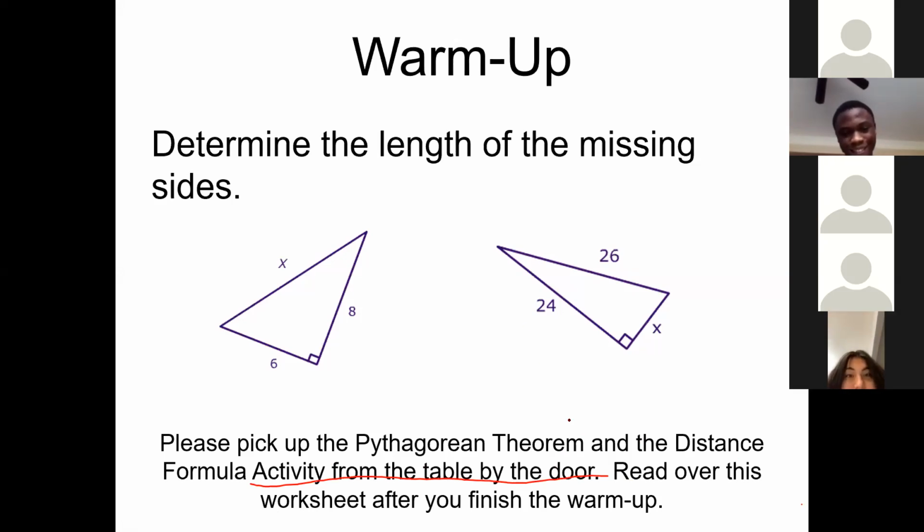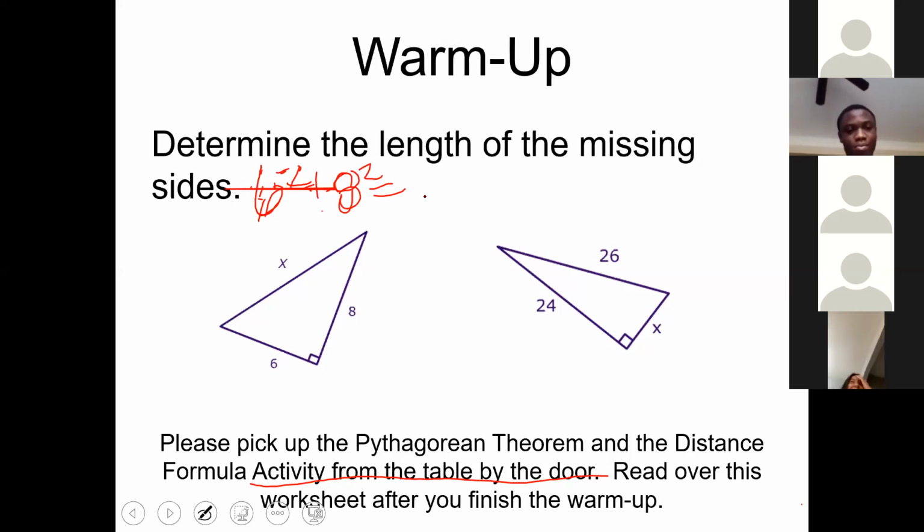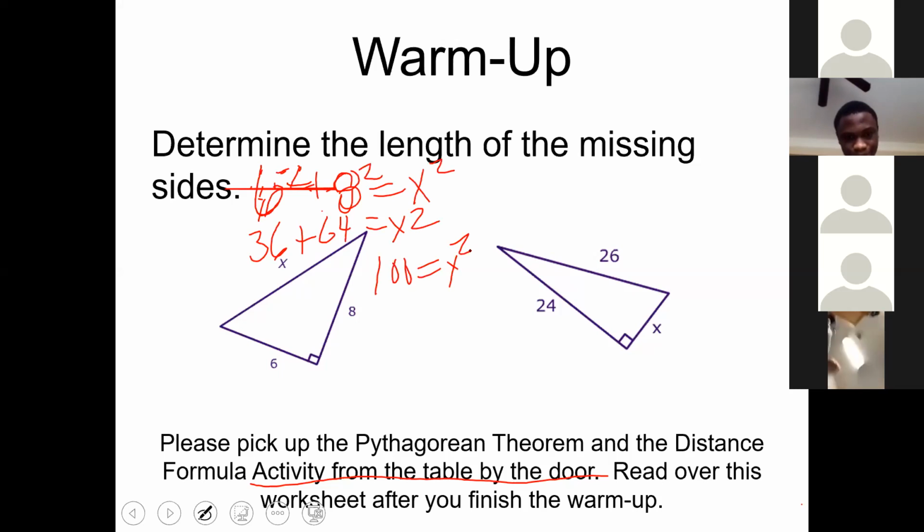All right, so anyway, we'll just get to the lesson then. So here to find this, we just say 6 squared plus 8 squared is equal to x squared. 36 plus 64 equals x squared. 36 and 64 equals 100. So 100 is equal to x squared. We take the square root and we get x is equal to 10.